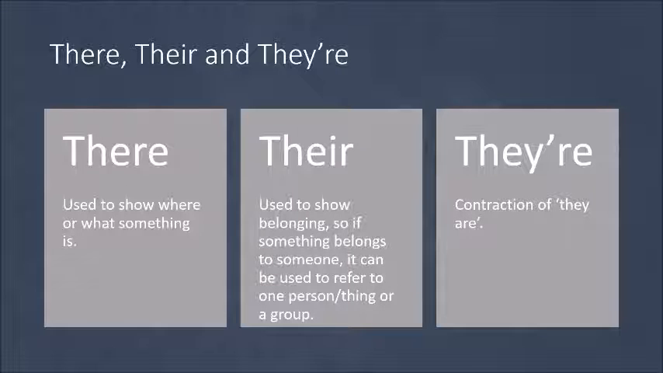Let's start with there, their and they're. So there, spelt with ERE on the end, can be used to show where or what something is. Their, spelt EIR, can be used to show belonging, so if something belongs to someone. It can be used to refer to one person or thing, or a group of them. And then they're, spelt with an apostrophe, is the contraction of they are.